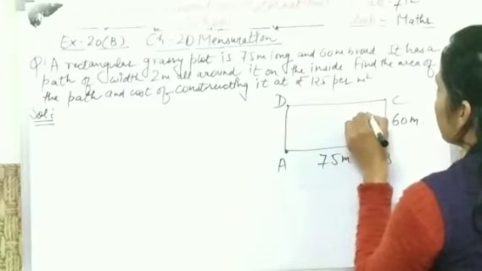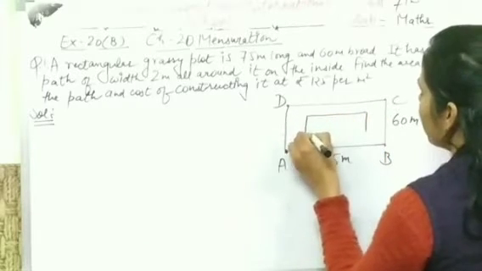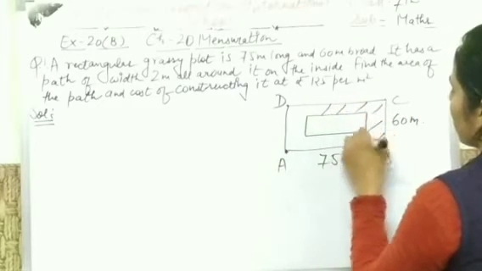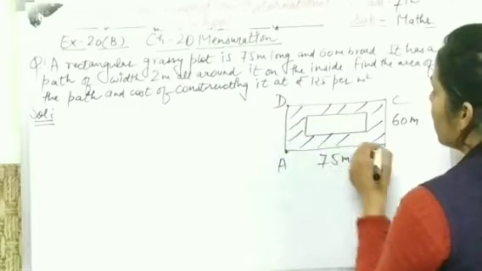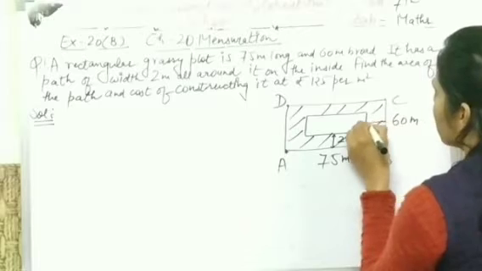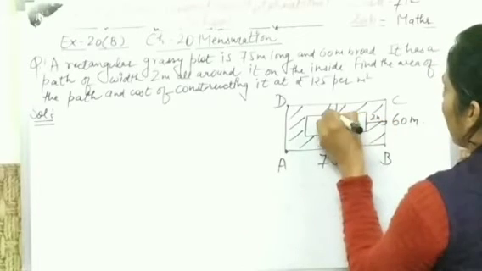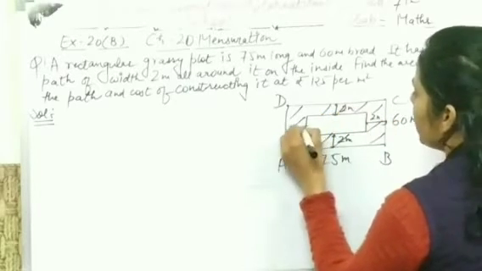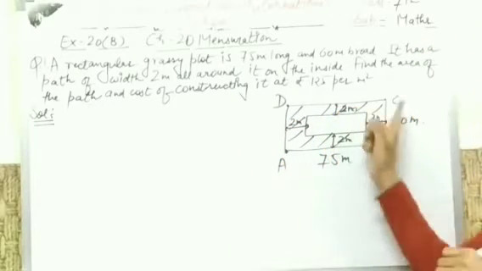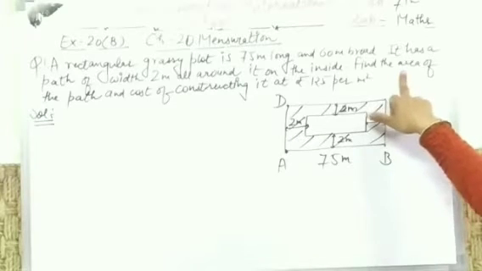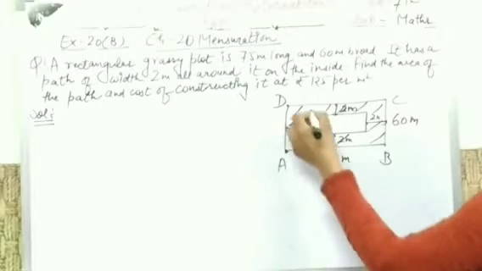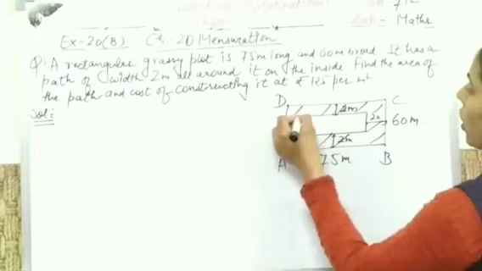And inside this plot, here is a path of width 2 meter. It means this one is the path, whose width is 2 meter all around it. So here 2 meter, and here is a width of 2 meter, also 2 meter, all around it. Now what we have to do? First of all, we have to find the area of this path.